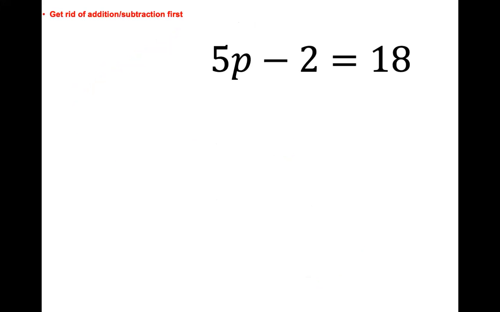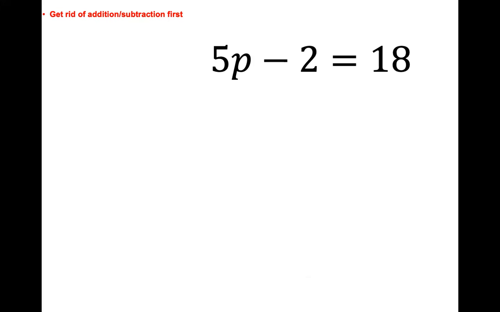All right, here we go. Once again, notice it's a two-step equation. The variable is on the left side. What's attached to the variable? 5 and 2. 5 is attached to it by multiplication. 2 is attached by subtraction.